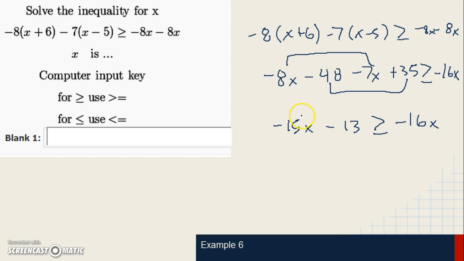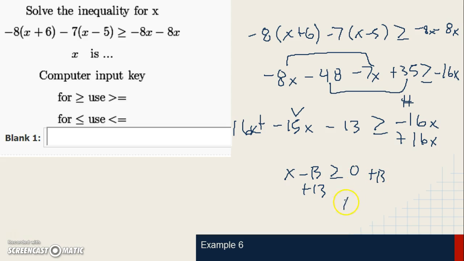Choose the side that's got the larger number in front of x. Since it's this side, this is my variable side, and this is my number side. I'm going to eliminate my variable from my number side by adding 16x. I'm left with x minus 13 is greater than or equal to 0. Get rid of the minus 13 by adding 13. And I've got x is greater than or equal to 13. I'm going to come over here to my answer blank. Since x is already on the left side, x is greater than or equal to 13.